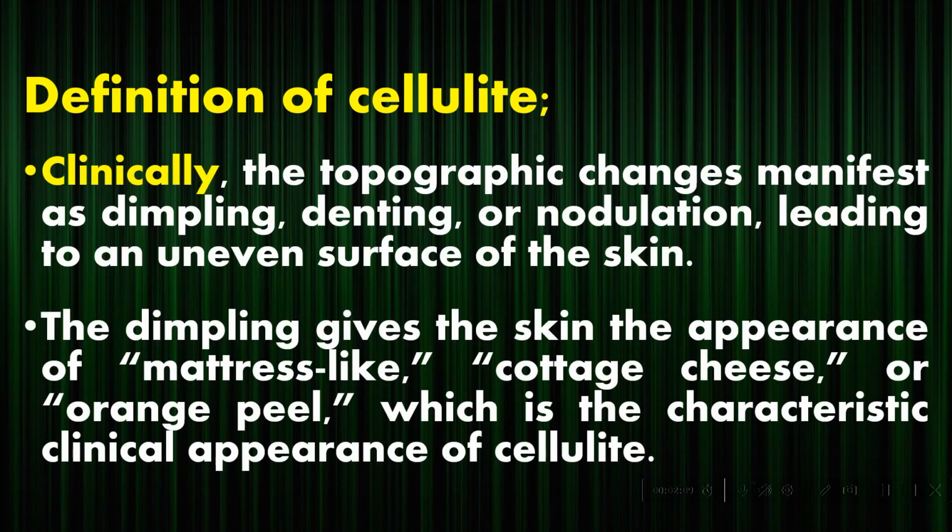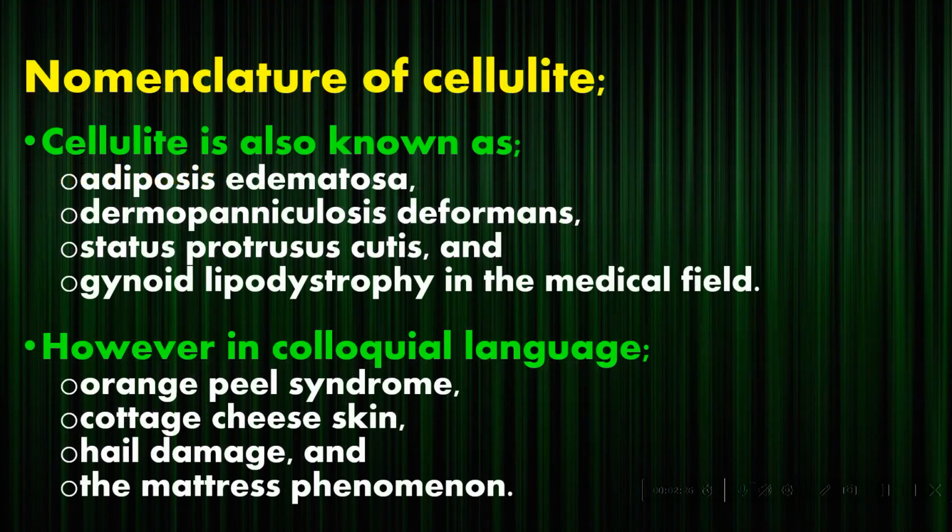Clinically, the topographic changes manifest as dimpling, denting, or nodulation, leading to an uneven surface of the skin. The dimpling gives the skin the appearance of a mattress, cottage cheese, or orange peel, which is the characteristic clinical appearance of cellulite. Nomenclature of cellulite.